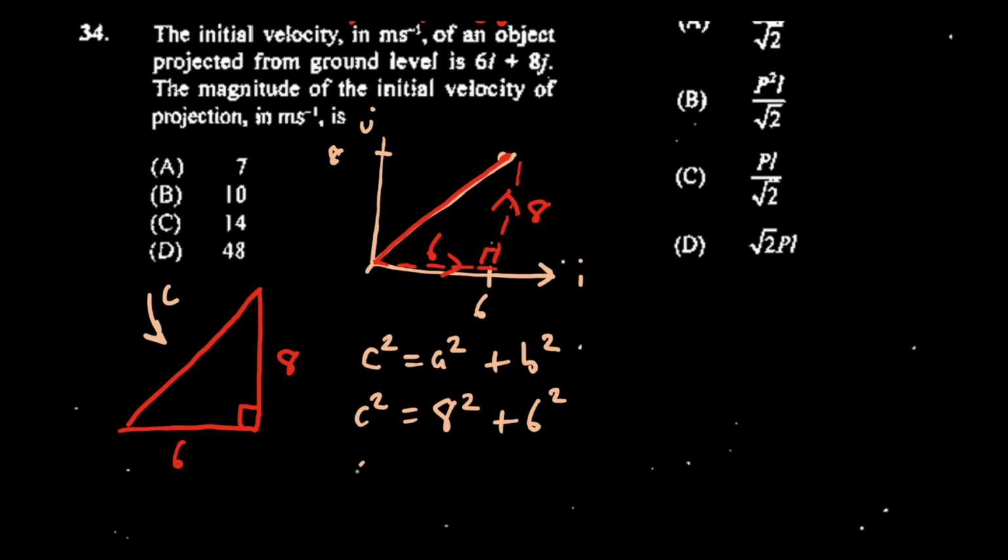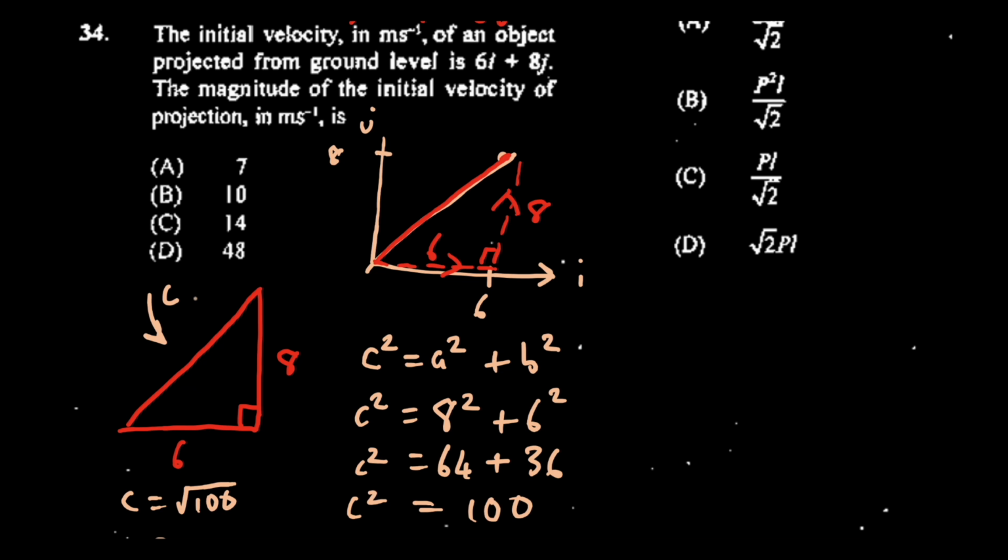Then we have c squared is equal to 8 squared, which is 8 times 8, that gives us 64, plus 6 times 6, that gives us 36. So 64 plus 36 is 100. Now our answer would be the square root of 100, which is 10. This is equal to 10, therefore our magnitude is 10.